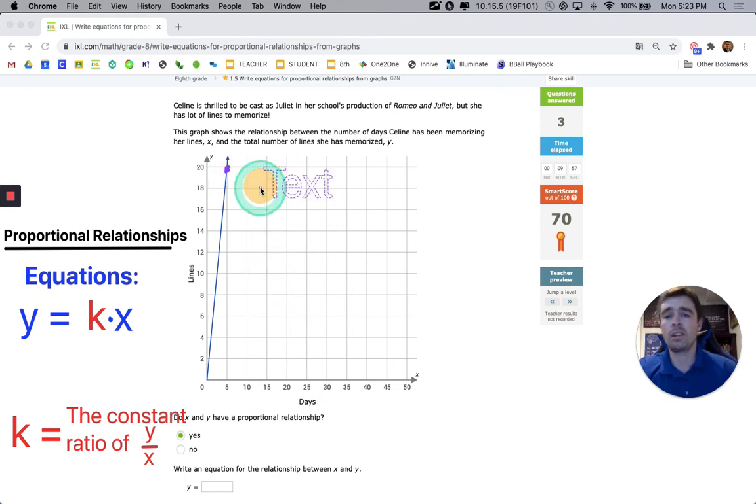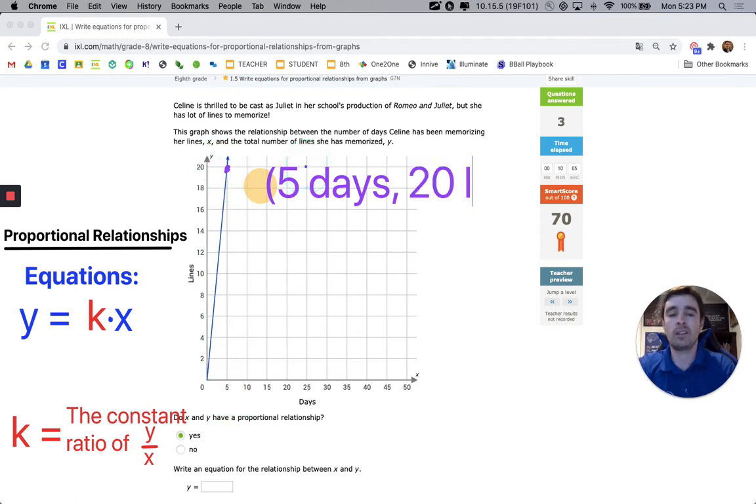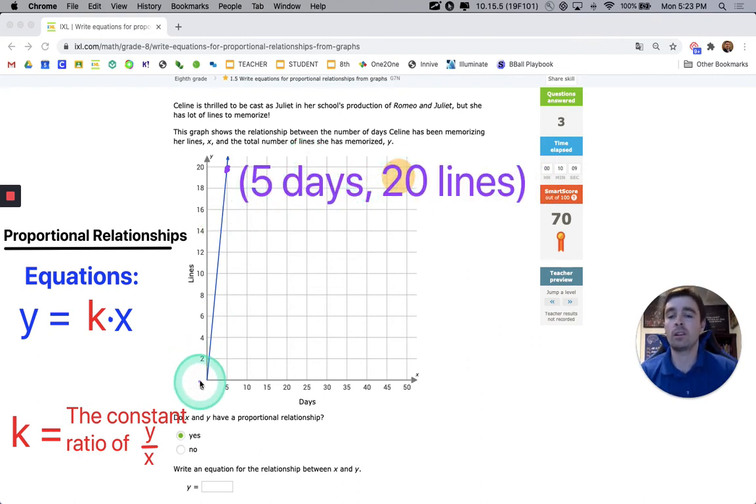So our coordinates here, we have 5 days. I'm going to go ahead and label it right away. 5 days, and during that time we get 20 lines. And this is about memorizing lines in a play. So we have a girl, and this tells us she doesn't know any lines to start. She starts learning them at a constant rate, and by 5 days in, she's learned 20 lines.